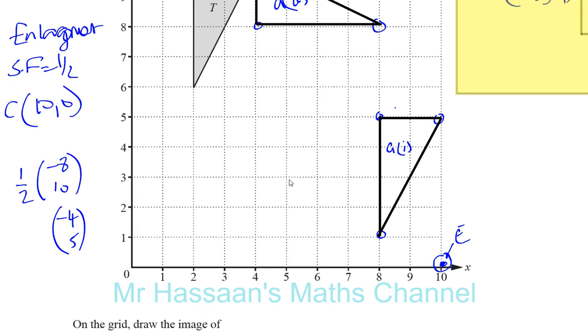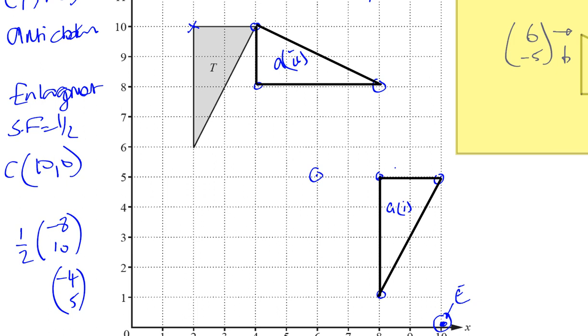-4 and 5 from where? From the center of enlargement. So -4 is going to take me to 6, and +5 will take me to this point here. See, I can see that that is where the right angle has been transformed to. The right angle has been moved from there to there.